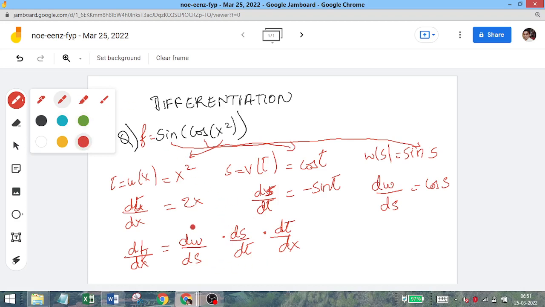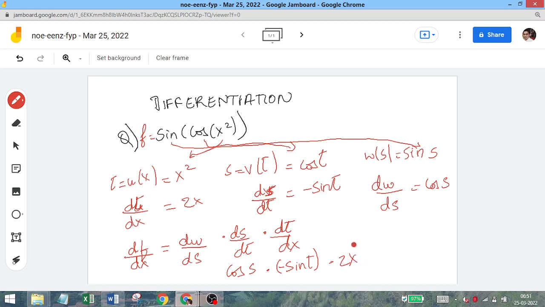Now when you are substituting those respective values, dw by ds you get as cos s into minus sin t into 2x. When you have to resubstitute the values of t and s, t initially you had as x square, so you're putting minus sine x square into 2x. Cos s you got as cos of cos t, and cos t is nothing but again x square. So cos of cos x square. So here you go, this is your answer.